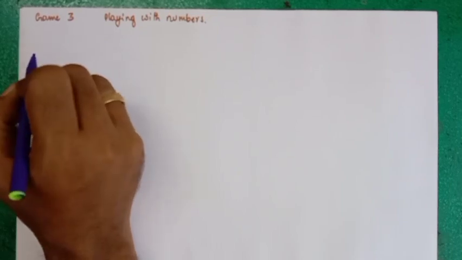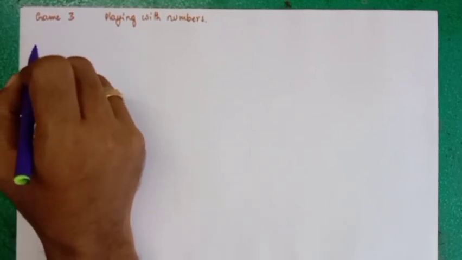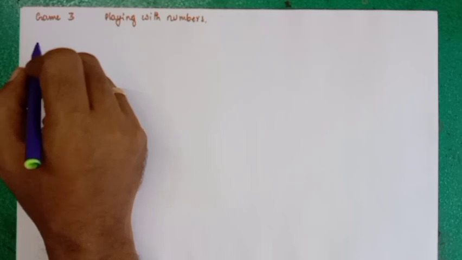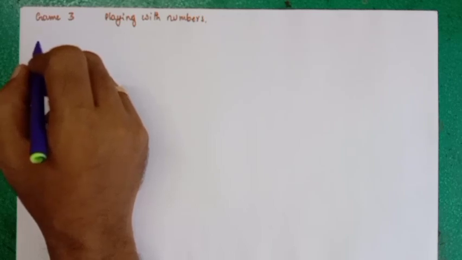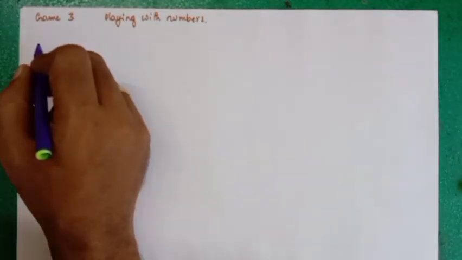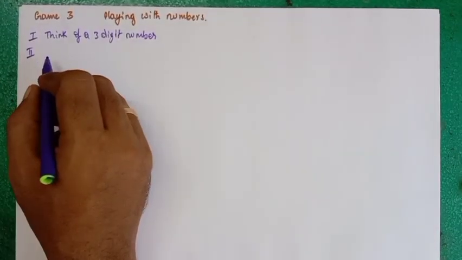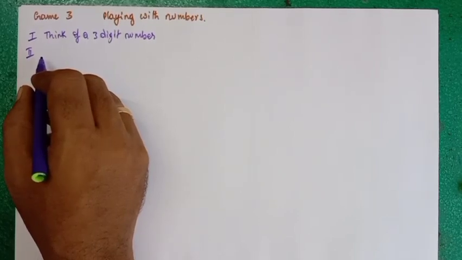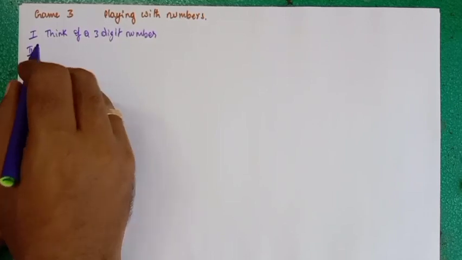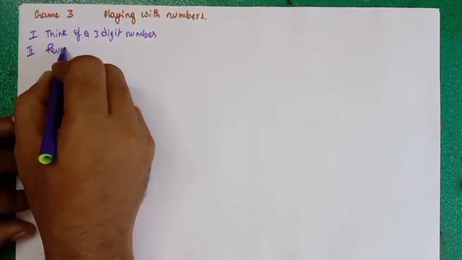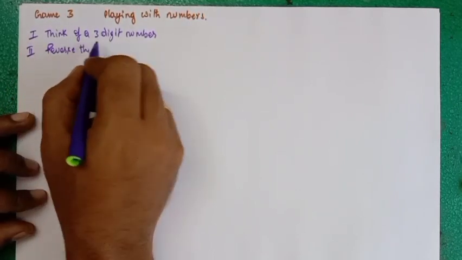Game 3, playing with numbers. Let us now play a game here, students. First, think of a 3-digit number and write it somewhere in your book. I think you have done it. And then reverse the digits.